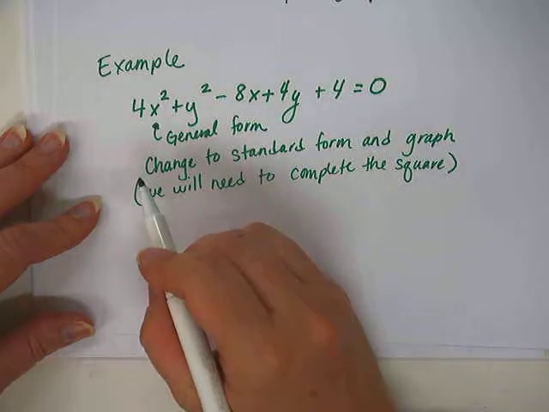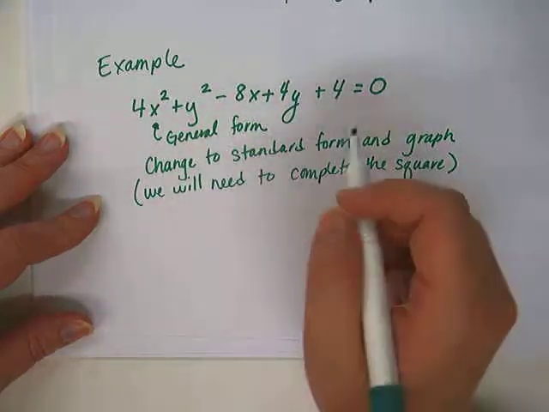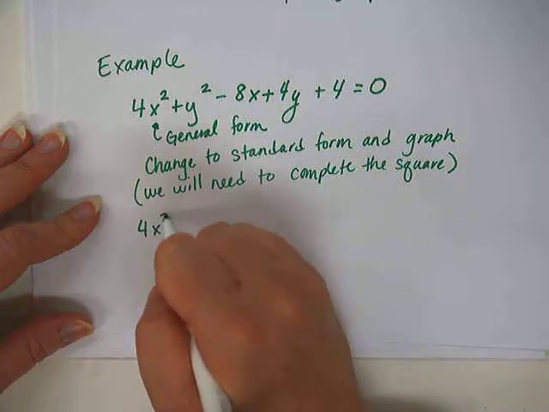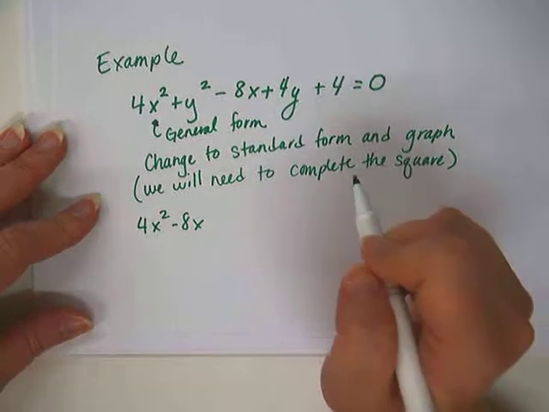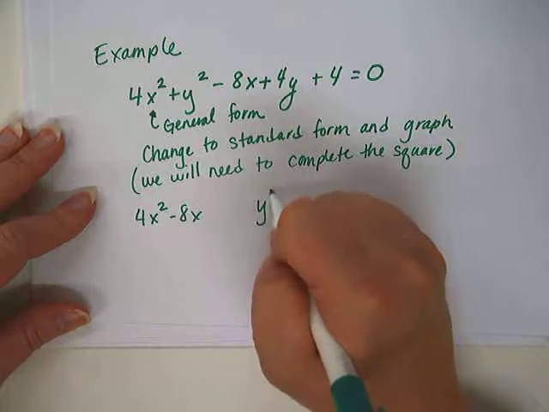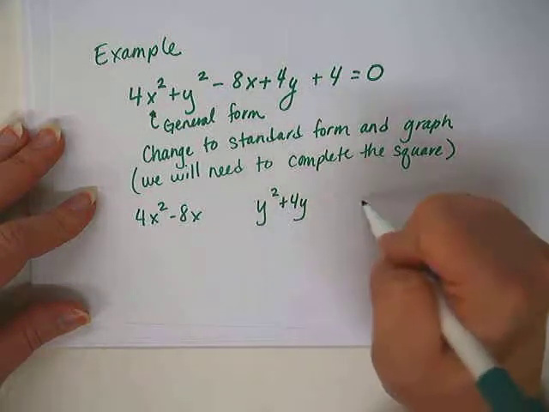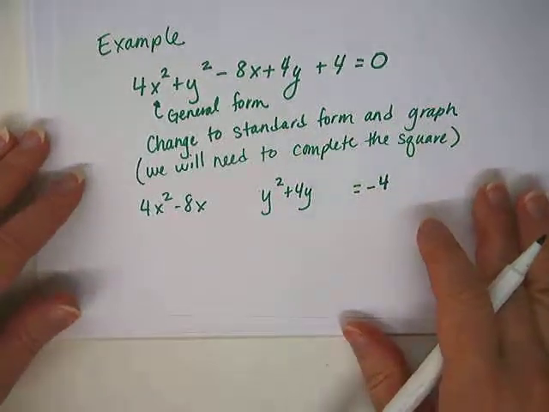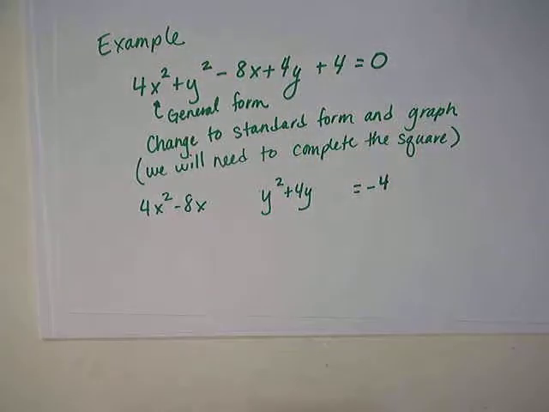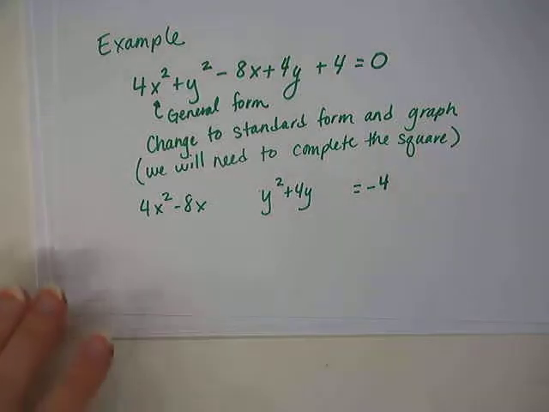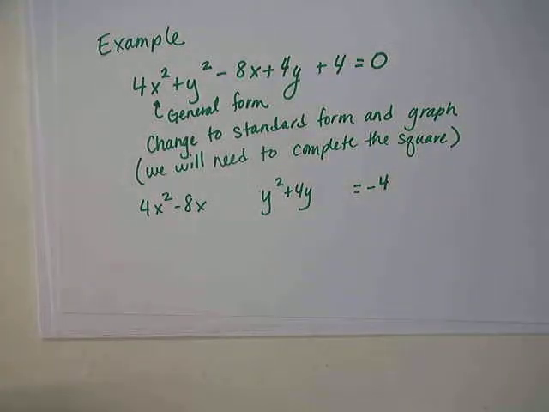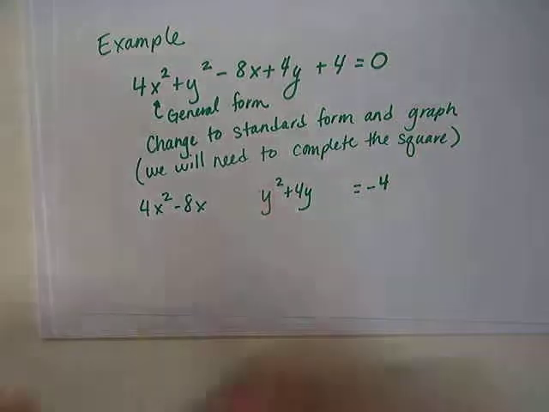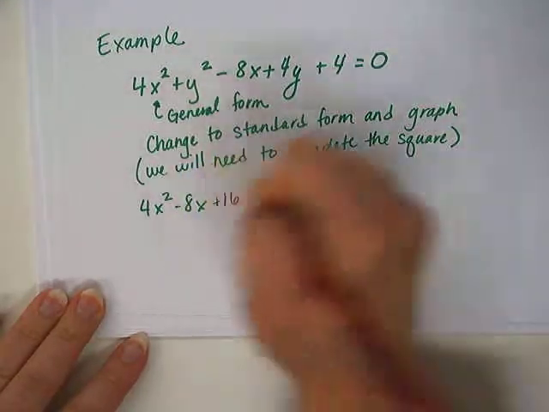Okay. So when completing the square with circles, when we had x's and y's, we moved the x stuff together. We moved the y stuff together. We moved the 4 to the other side, or whatever number was hanging out, in this case a 4. Okay, now how do we complete the square on the x's? Half of negative 8 is negative 4. Negative 4 squared is positive 16.